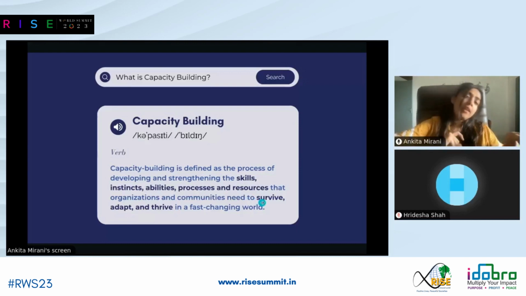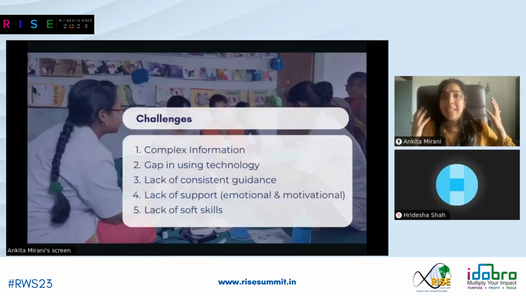And here, again, if you look at the definition, it talks about organizations and communities, and these various skills, instincts, abilities, processes, and resources are needed not just to survive, but to adapt and thrive. And again, given the approach that most of us are taking, we're barely able to enable survival. So, what is it that really is a hindrance, and why aren't we able to approach it holistically?